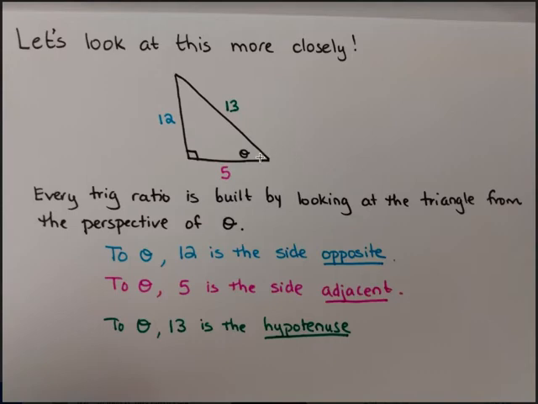Now, to theta's perspective, the 12 is what we call the side opposite, because you can look right across at it. To angle theta, 5 is the side adjacent. It's right next to it. And to angle theta, 13 is the hypotenuse. 13 is the hypotenuse no matter what, because it is the long diagonal side.